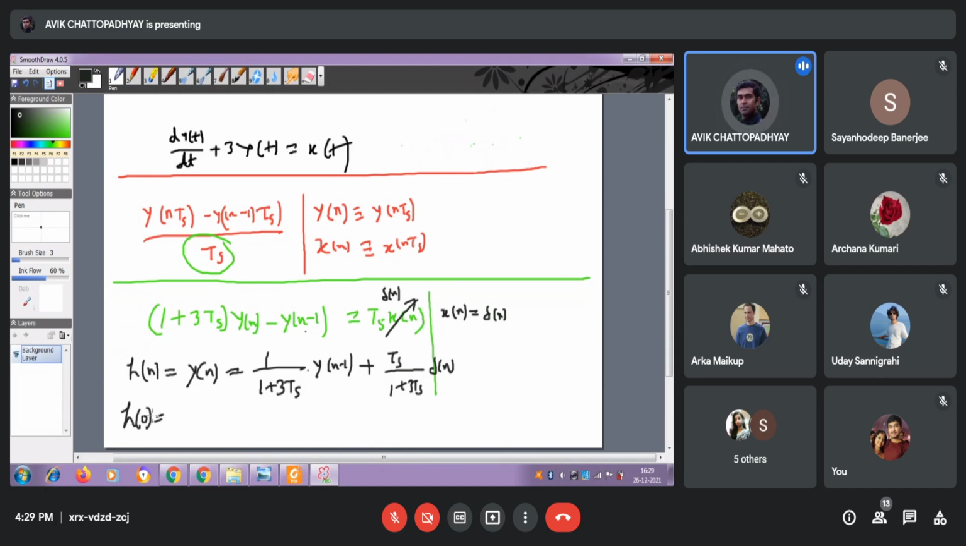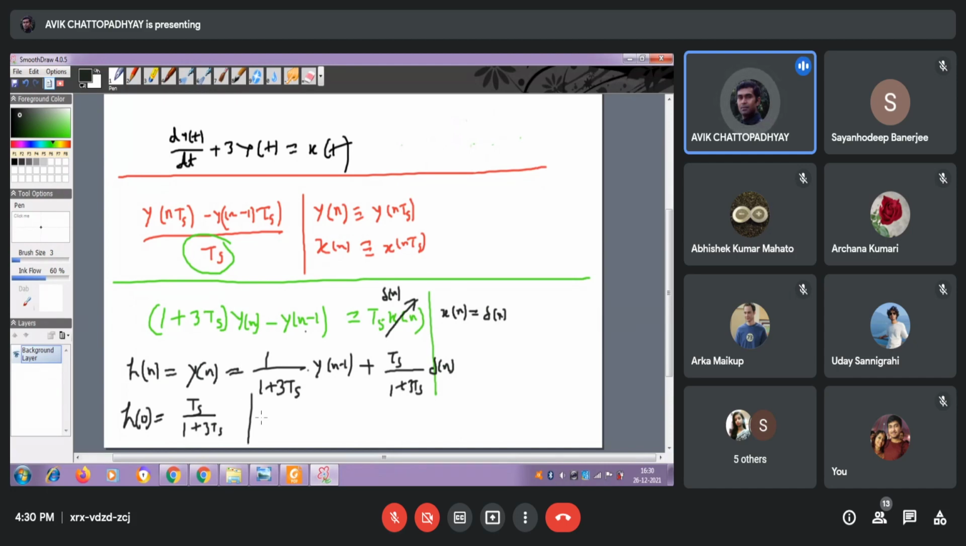If you put 0, then obviously as I mentioned here, this would be h of -1, and del of n at n equals to 0 is 1. So it is basically Ts by 1 plus 3Ts. And as I mentioned, this is precisely equal to 0. So you can directly write h of 0 is nothing but your Ts divided by 1 plus 3Ts. So we got the impulse response for the system at n equals to 0, which is h of 0.